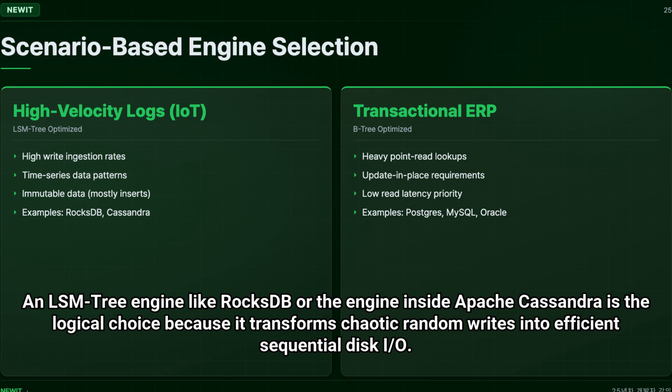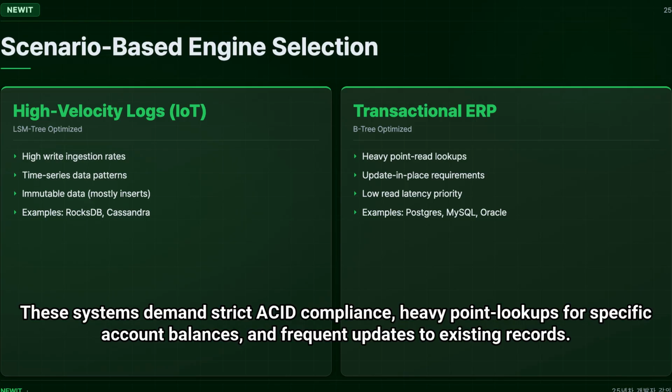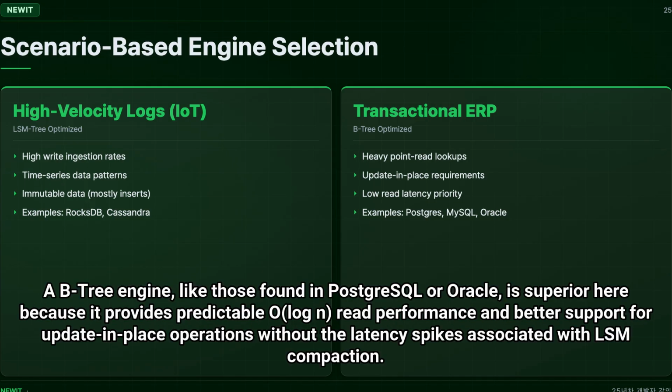An LSM-tree engine like RocksDB or the engine inside Apache Cassandra is the logical choice because it transforms chaotic random writes into efficient sequential disk I/O. Conversely, look at a traditional ERP system or a core banking ledger. These systems demand strict ACID compliance, heavy point lookups for specific account balances, and frequent updates to existing records.